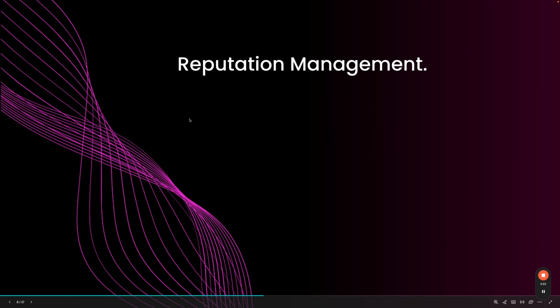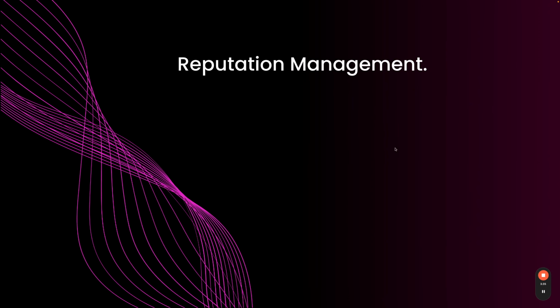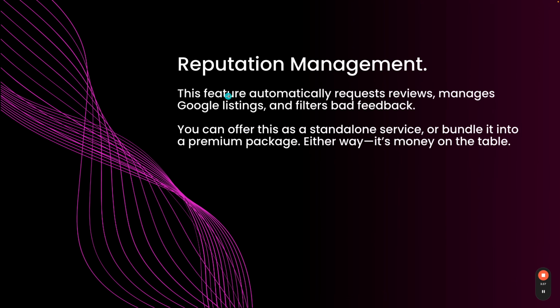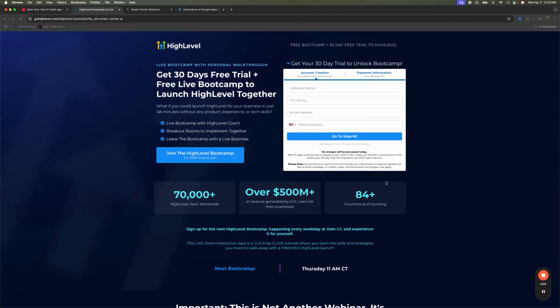All right. We're going to see reputation management within GoHighLevel. The reputation manager is a feature. This feature automatically requests reviews, manages Google listings, and filters bad feedback. So you can offer this as a standalone service or bundle it into a premium package. Either way, it's going to help you make money. There's money on the table with this feature. So why do we know it's important?